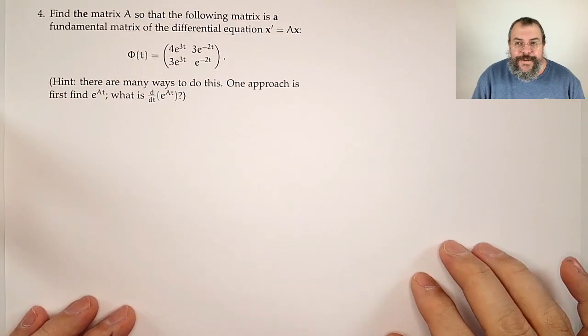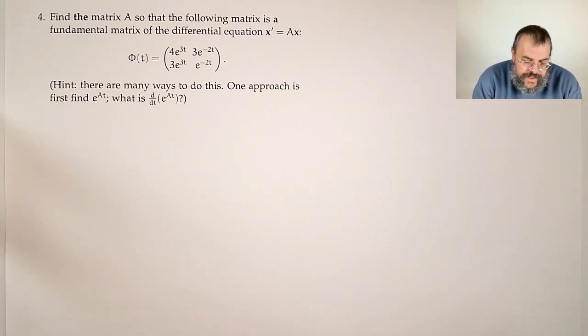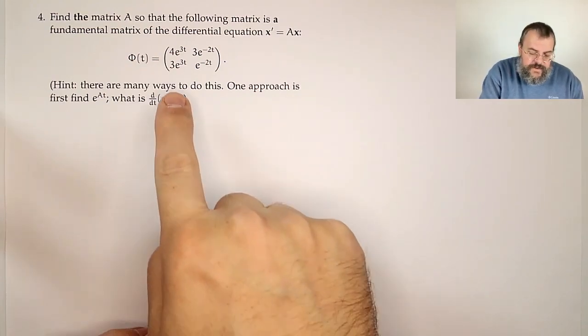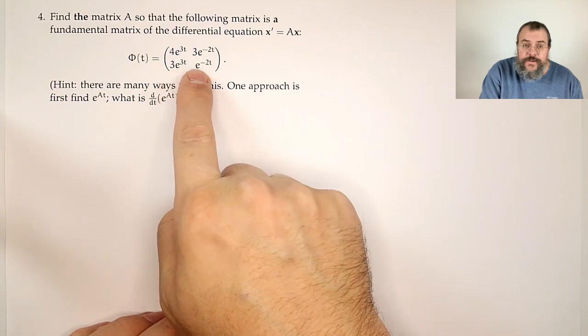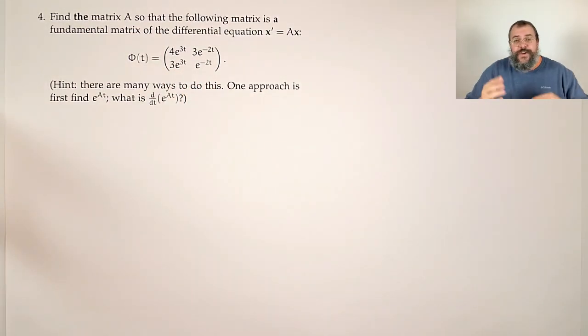So, number 4. Find the matrix A so that the following matrix is a fundamental matrix of the differential equation x prime equals Ax. The reason it's emphasizing the word "a" fundamental matrix is that there are many of them. You can scale eigenvectors and you still have fundamental matrices. So in other words, if I doubled the column here, tripled that column, or if I swapped the columns, or if you take some curious linear combinations. So these fundamental matrices are not unique.